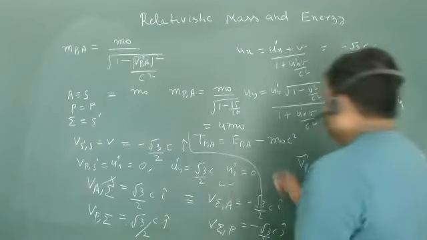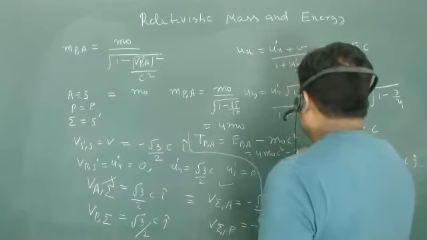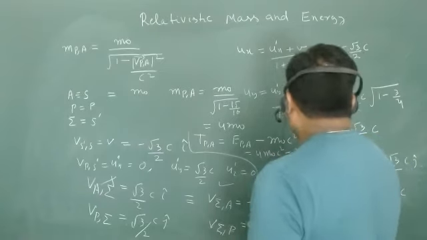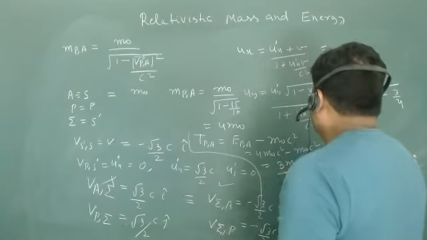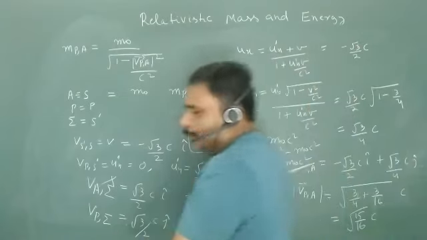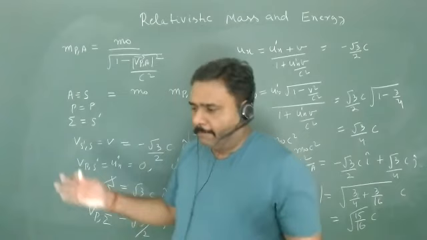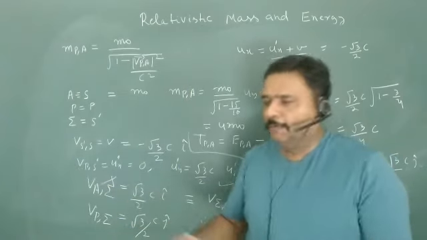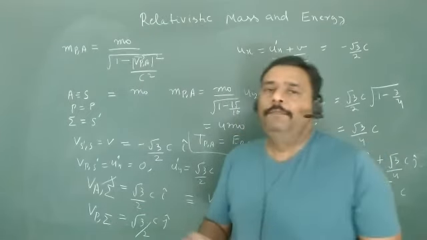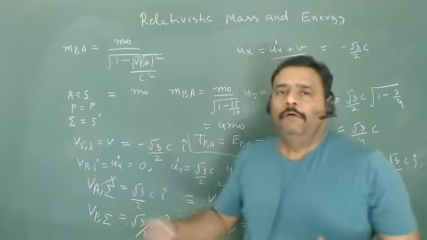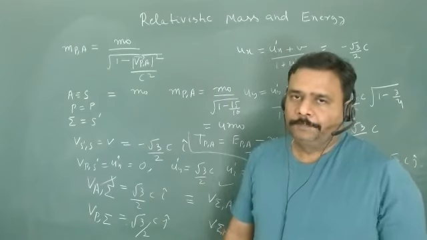So this value is obviously 4 m naught c square minus m naught c square. What is this value? This value is 3 m naught c square. Now look at this, this is a beautiful calculation. The basic theory is nothing but relativistic speed: how you are watching the particle, and what the relationship is between the observer and the particle. What is the relative speed between observer and particle? That is the most important thing, isn't it?